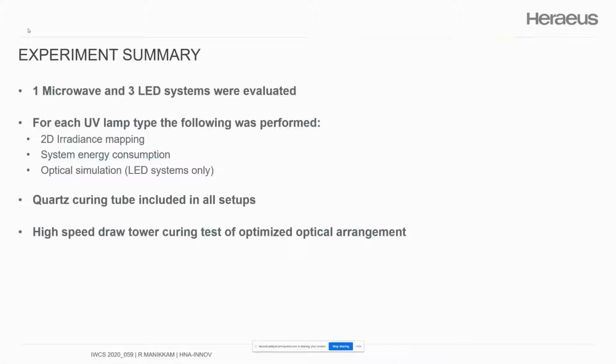And then for the LED systems only, since there's several commercially available LED systems out there that are all quite different in optical arrangement, we did optical simulations to get a better idea of what features in these LED systems are contributing to the overall optical performance. All the setups for our measurements or our simulations, we included the quartz curing tube that I described earlier. And finally, once we identified a LED system arrangement or type that looked ideal and optimized, we equipped a high-speed draw tower with this lamp and tested its feasibility in a manufacturing setting.